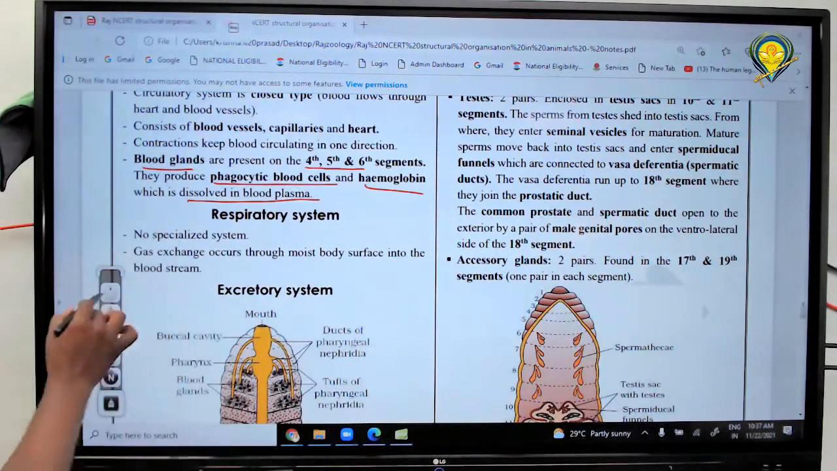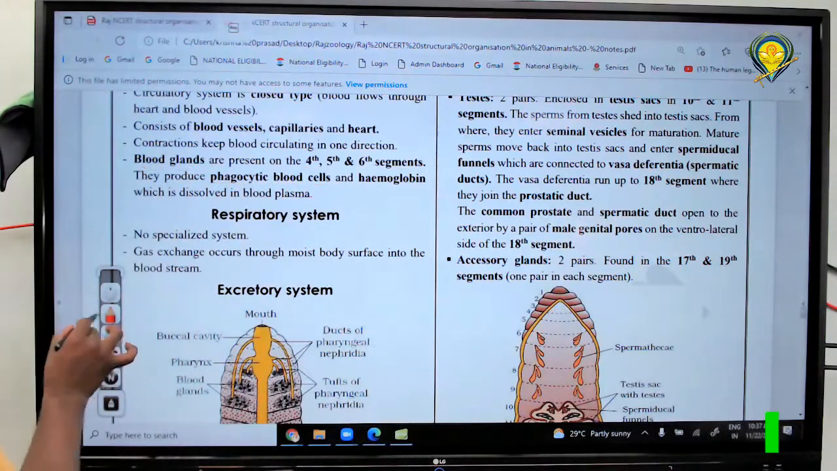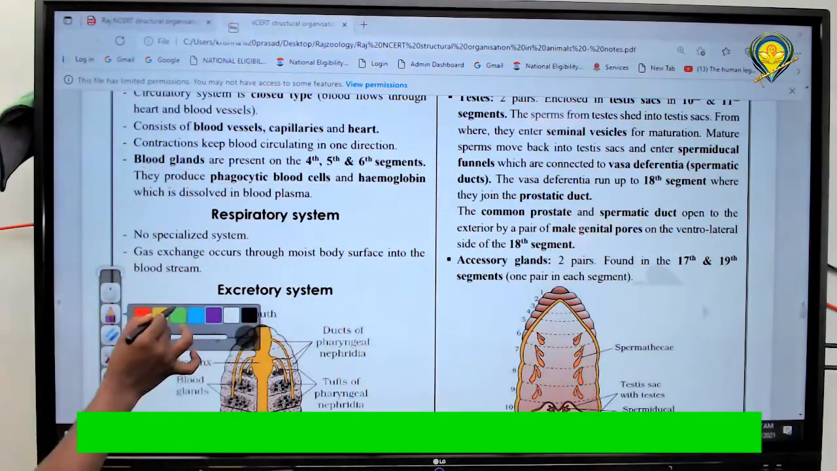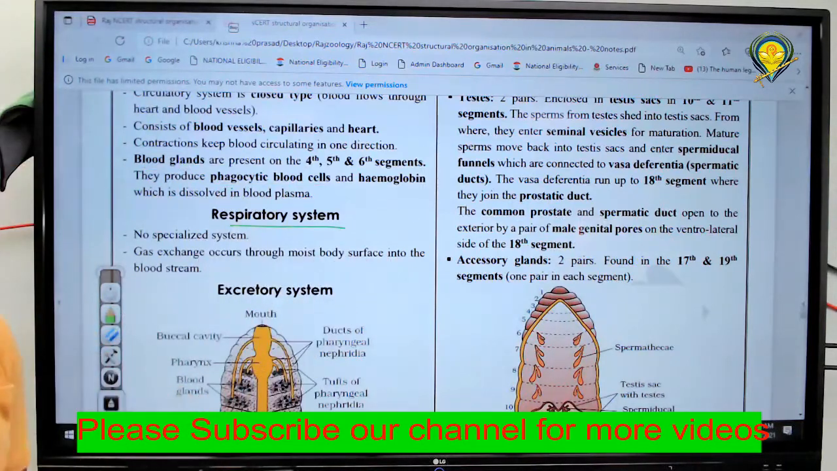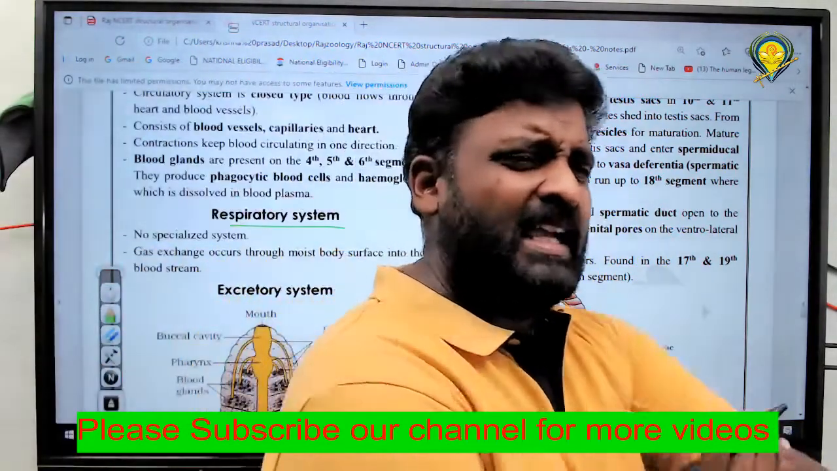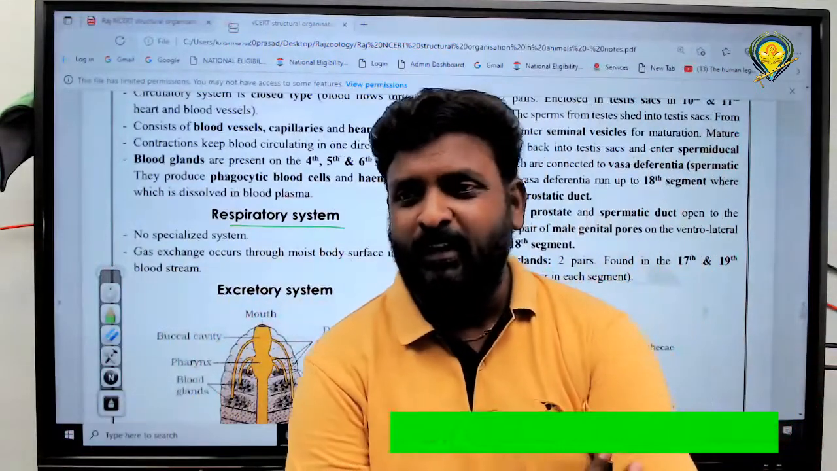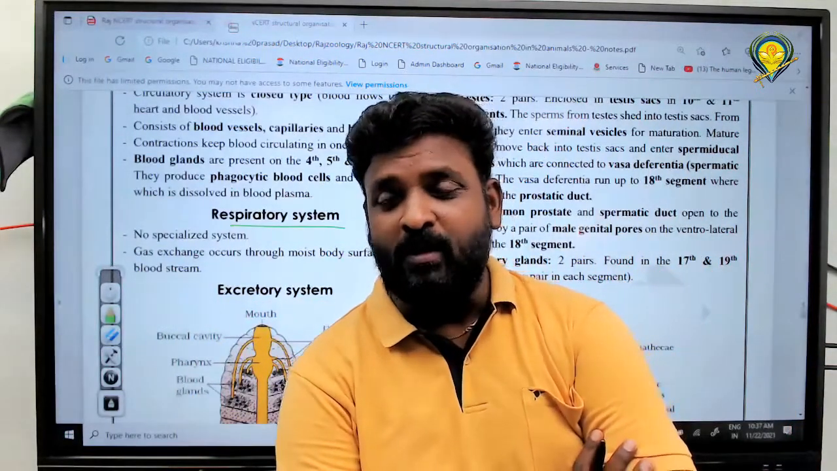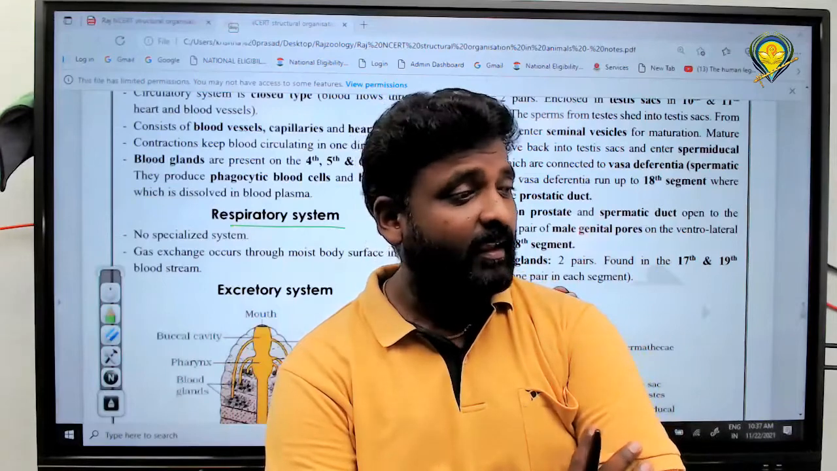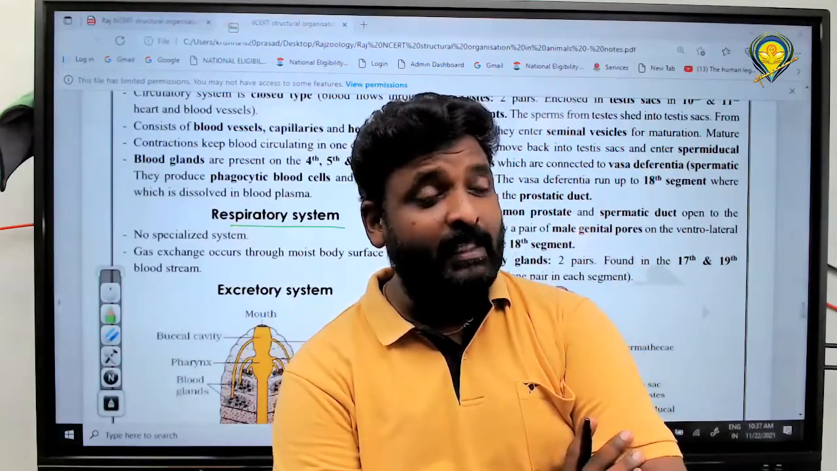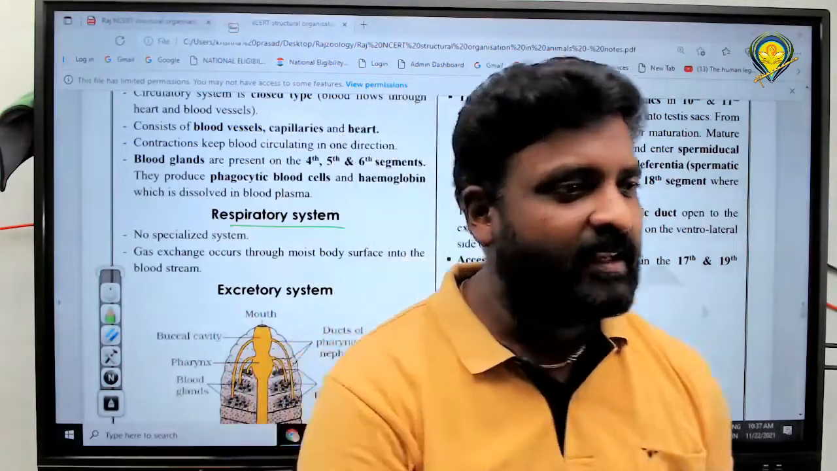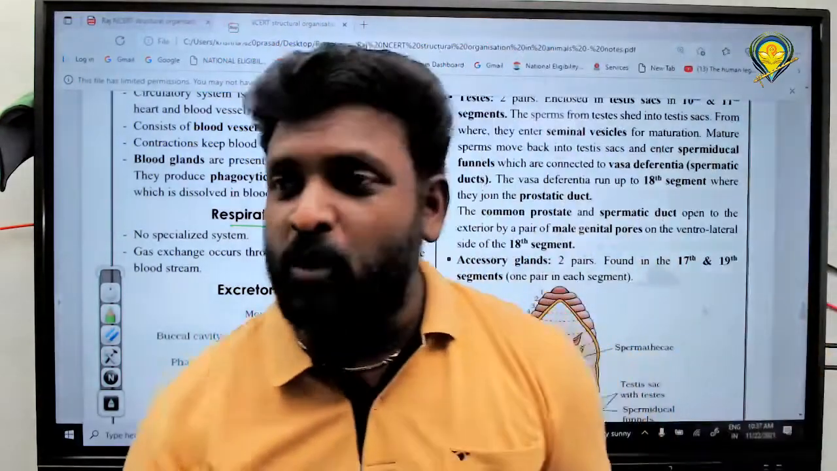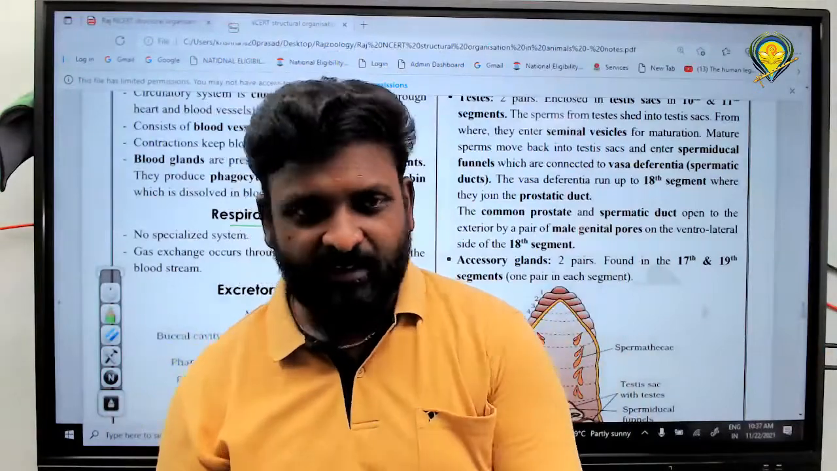And next one, the last one for today is enough. That is what? Respiratory system. Is there any respiratory organ in earthworm? No, earthworm has no respiratory organs, right? Because they can respire through what? Moist skin, right?